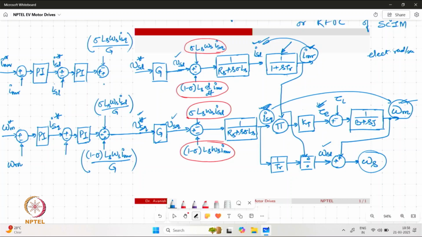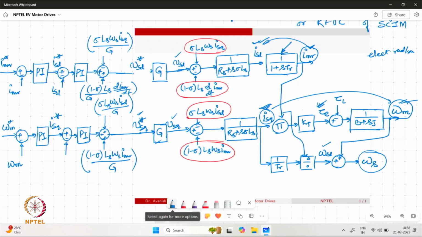used over here for these terms, and scaled by the gain of the inverter. Now it should be noted that DIMR by dt, so we can complete the loop over here. We can connect the VSD star.